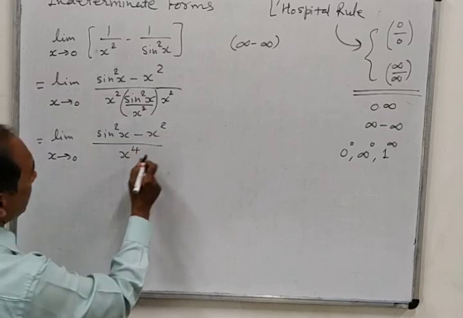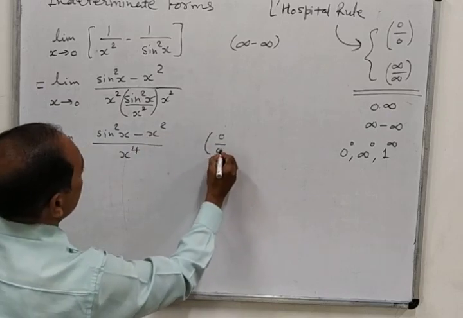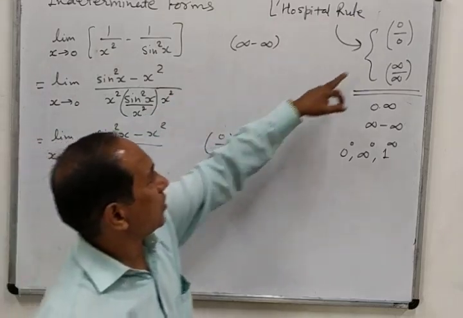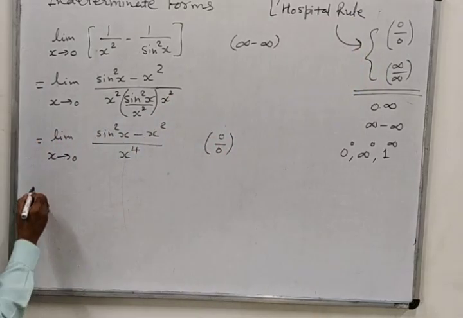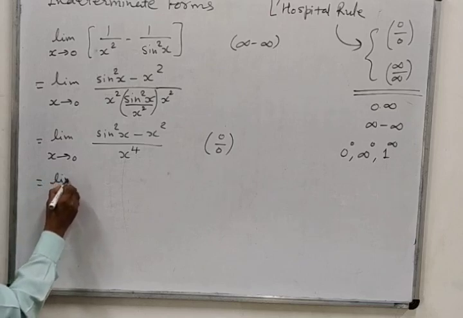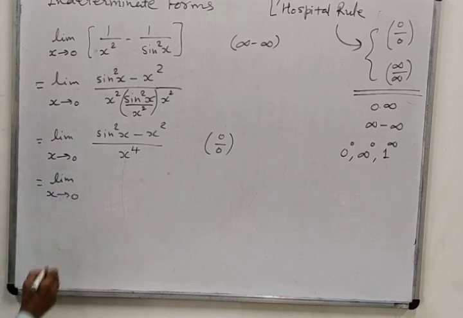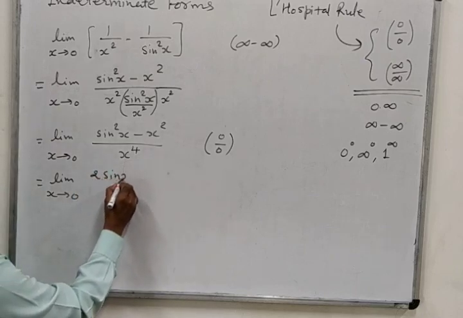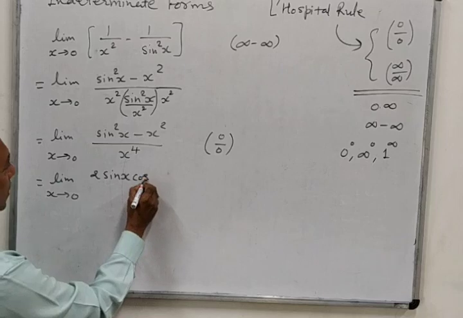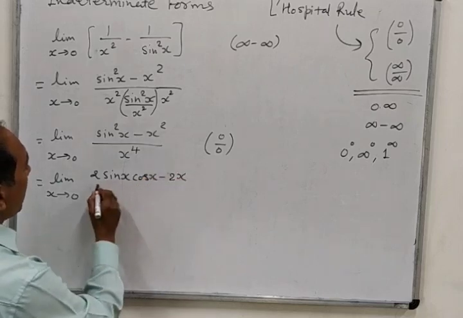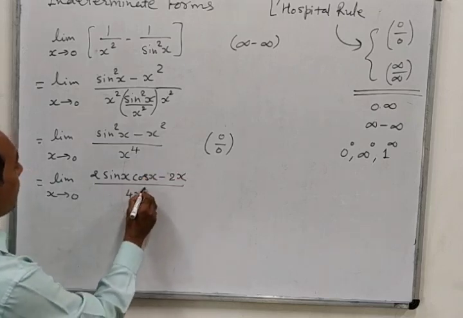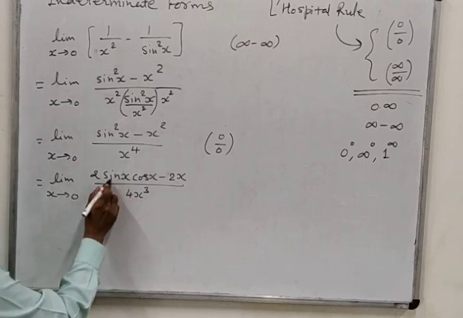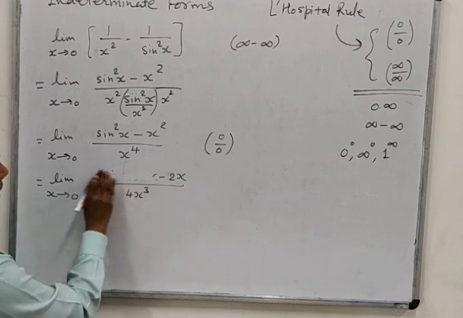Sine 0 is 0, this is 0 minus 0 is 0. So 0 by 0. Now you can see that we have converted infinity minus infinity form into 0 upon 0 form. And now we are able to apply L'Hopital rule. As per L'Hopital rule, we have to find the derivative of sine square x. It is 2 sin x into cos x, minus the derivative of x square, 2x, divided by 4x cube. This 2 sin x into cos x is nothing but sin 2x.